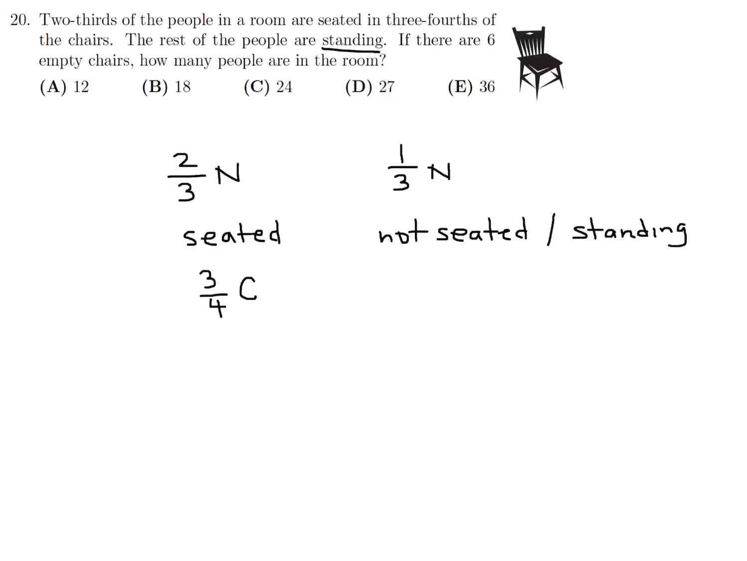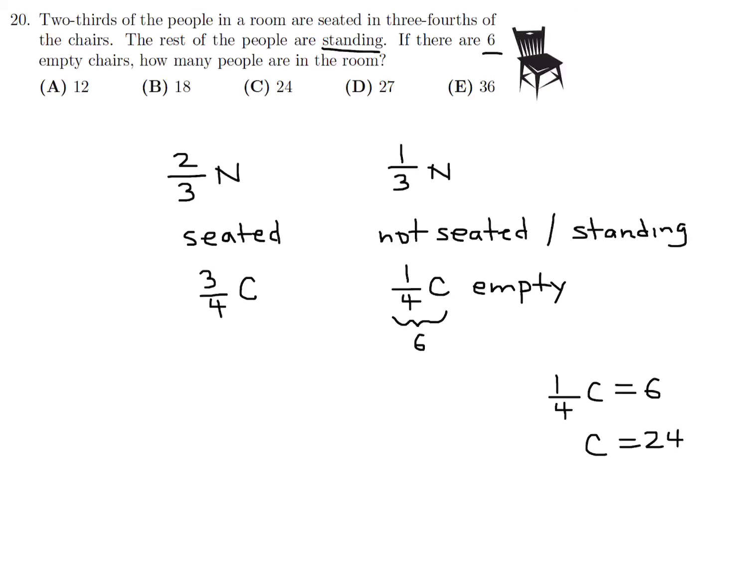And that means that if 3/4 of the chairs are being occupied, that means the other 1/4 of the chairs are empty. And the good news is they tell us that there are 6 of those. 6 accounts for 1/4 of the chairs. All right, perfect. So now 1/4 of C is equal to 6, so we can solve for C. C is 24. If C is 24, then 3/4 of C would be 3/4 of 24, which is 18.